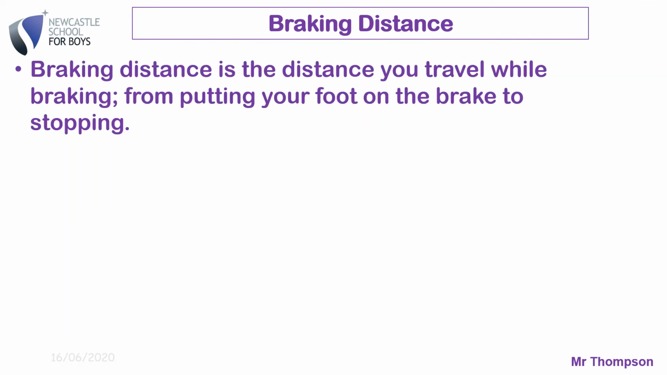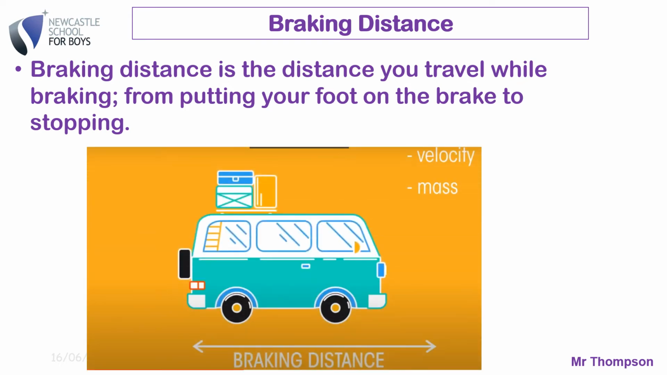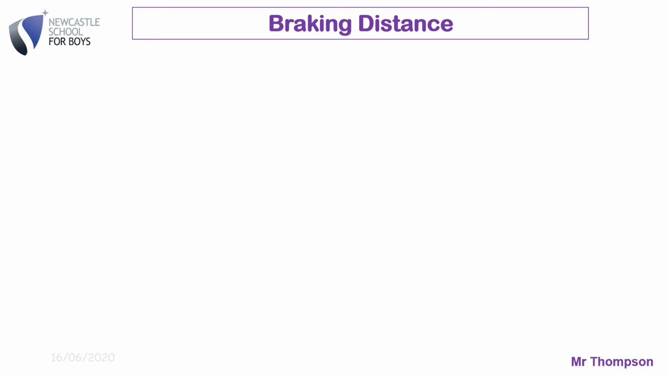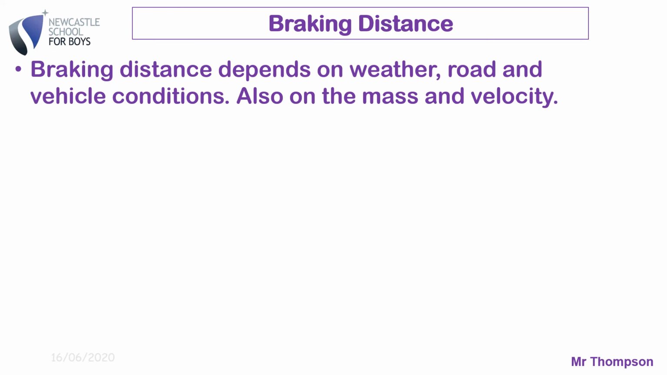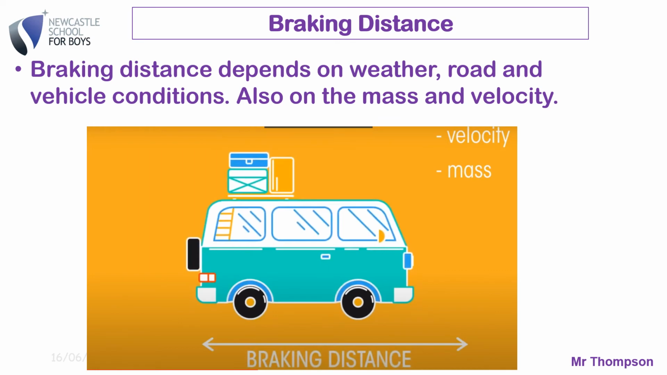And next on, the braking distance is the distance you travel while you're braking. From the moment you put your foot on the brake to the moment you stop, it's how far you travel during that time. It's called the braking distance. You want to copy that into your book. The braking distance depends on weather, road and vehicle conditions, also on the mass and the velocity of the vehicle. You copy that and we've got a few more slides to go.